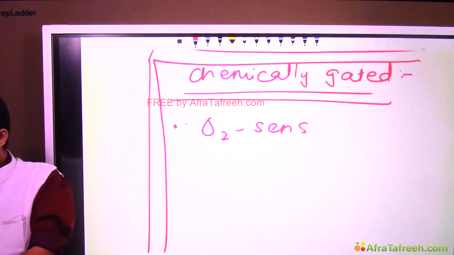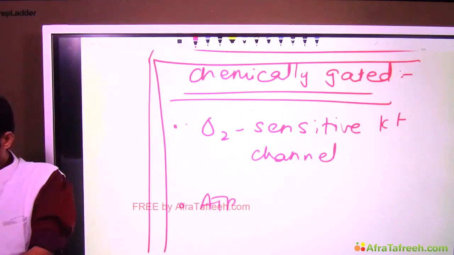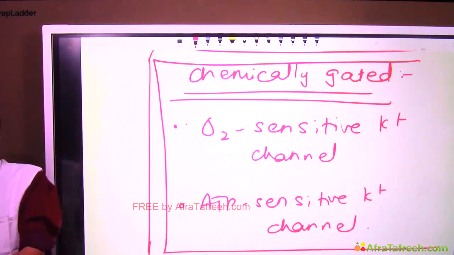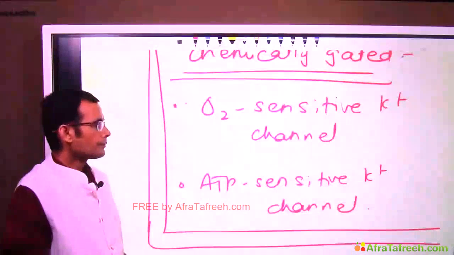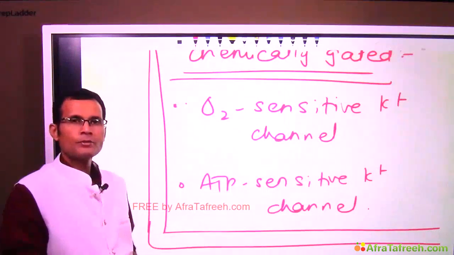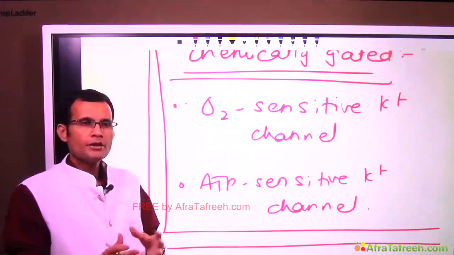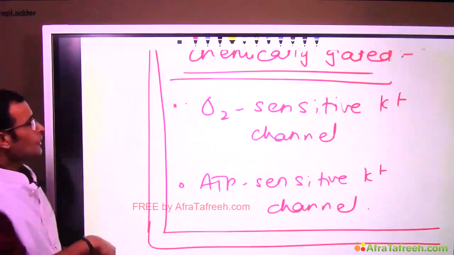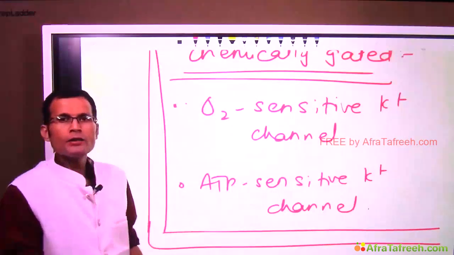Right. So what are these channels? O2 sensitive potassium channel and ATP sensitive potassium channel. I would like to put these channels as chemically gated channels. Later on, we will also describe once again the ATP sensitive potassium channel as a discussion of ATP dependent transport proteins. So, these two are the chemically gated.